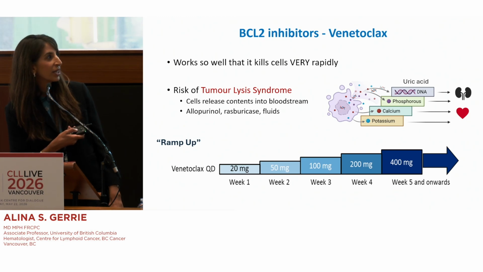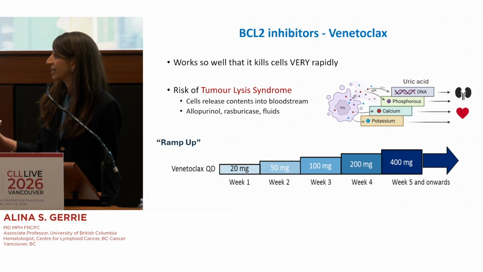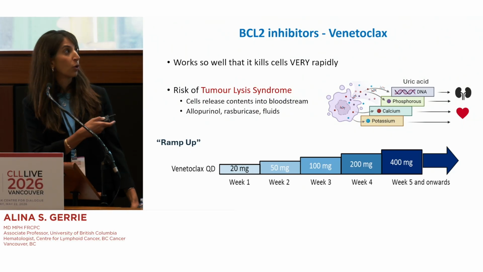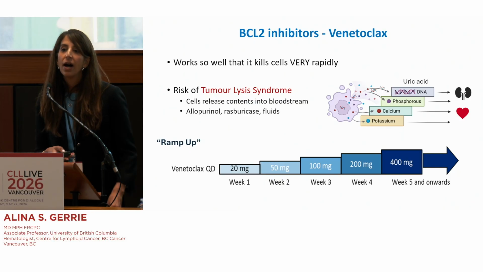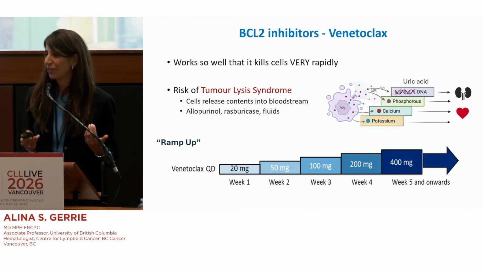But every time we increase it, we have to do a bunch of blood work. We have to test all of these things to make sure that people aren't having tumor lysis. Because if they are, we need to do something about it. We sometimes have to admit them to hospital, give IV fluids, give more of that allopurinol and rasburicase, things like that. So I always say with venetoclax, it's a short-term pain for long-term gain.